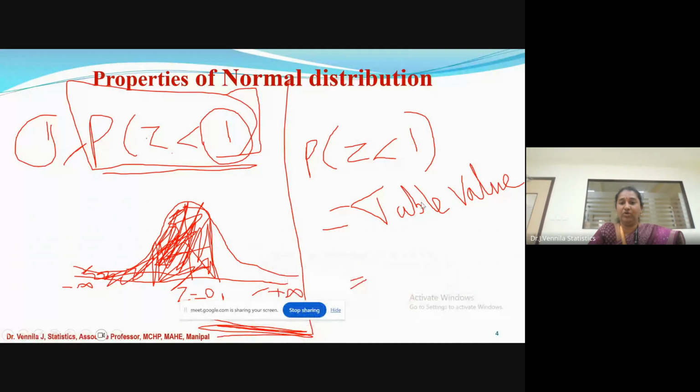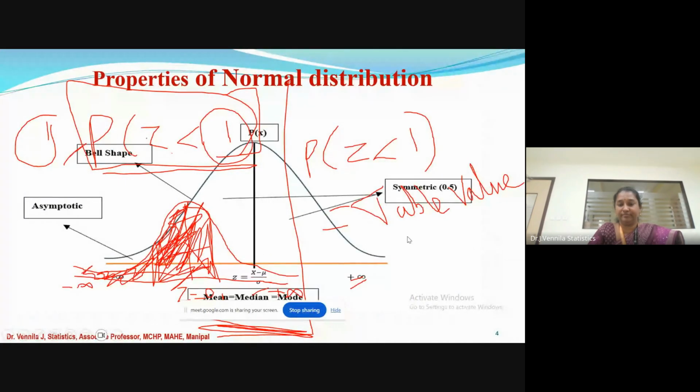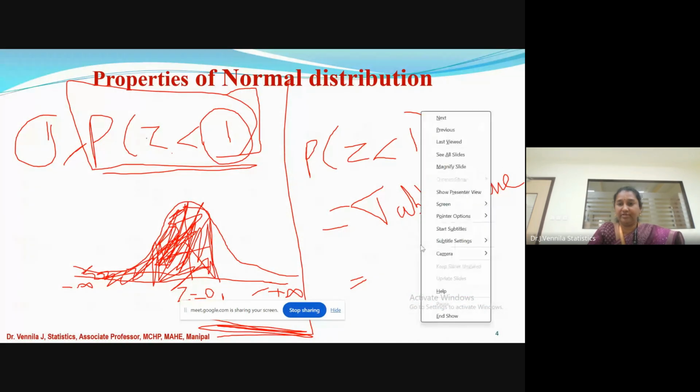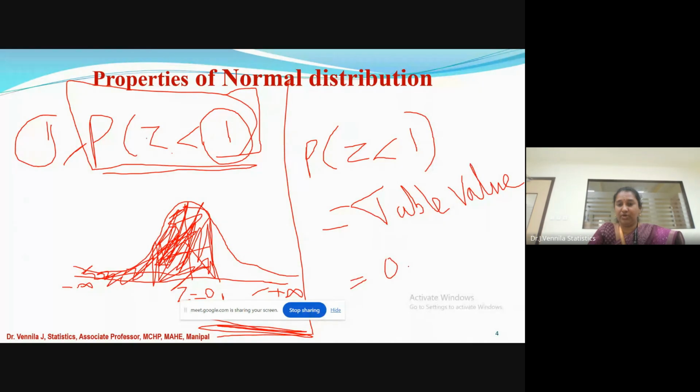0.8413 is your answer. That means an 84 percent possibility is there for accepting the particular area. Okay, an 84 percent possibility is there for accepting the probability of Z less than 1 area.